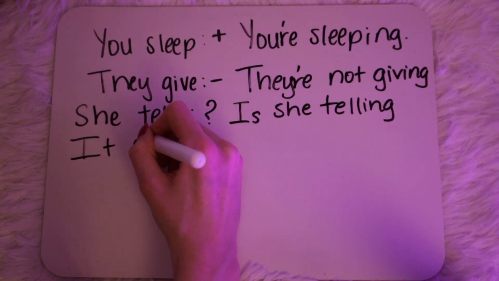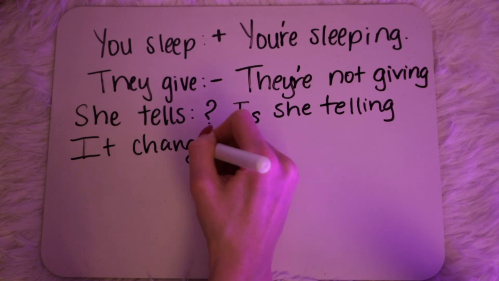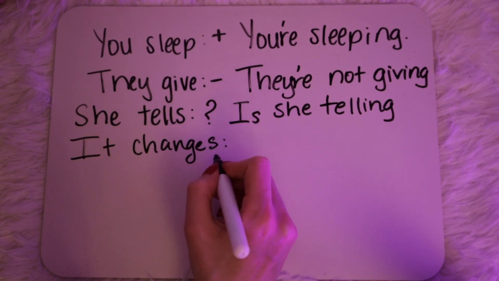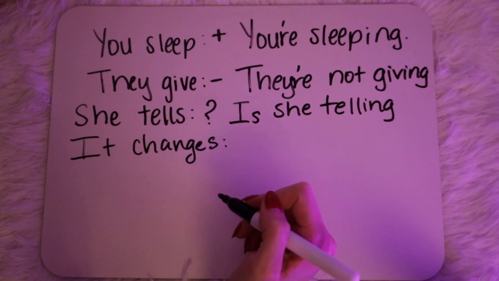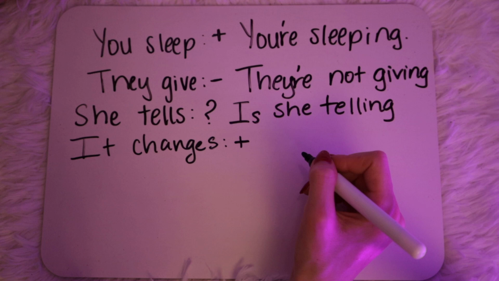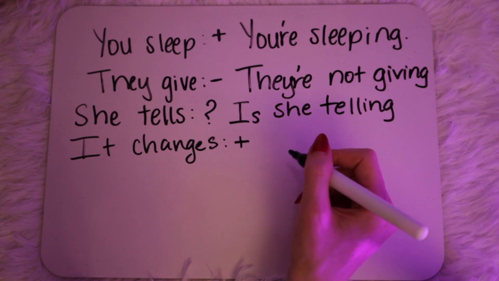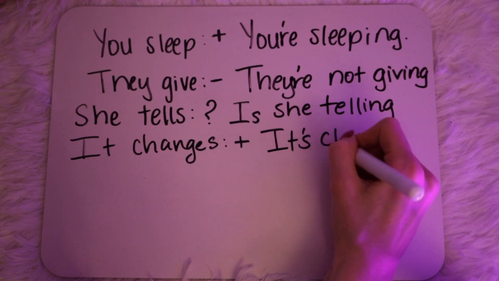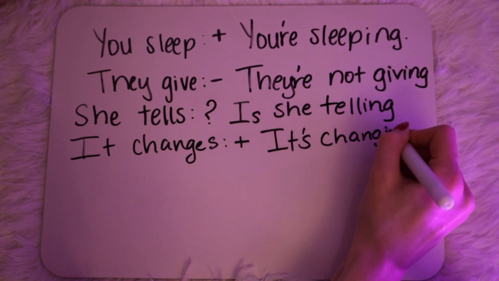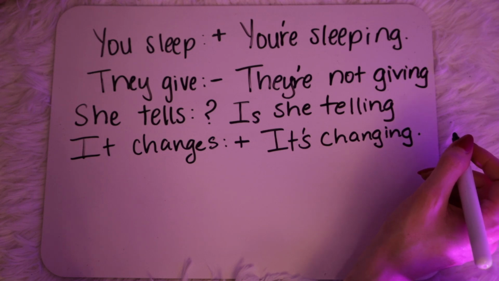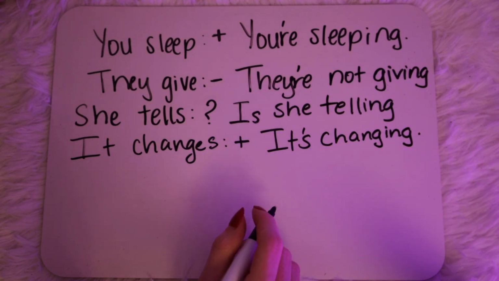Let's do it and changes. This is a sentence in the present simple. Let's make it a positive sentence in the present continuous. It's changing. It's changing. Excellent job. Let's do another one.